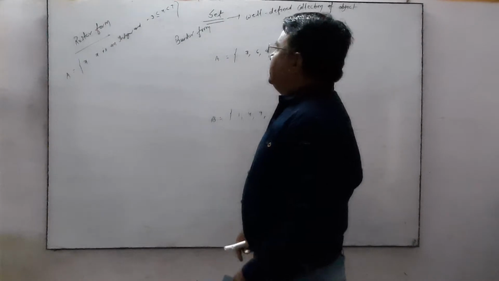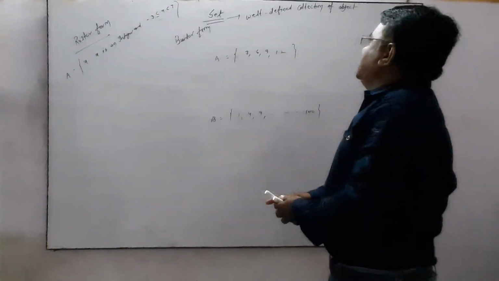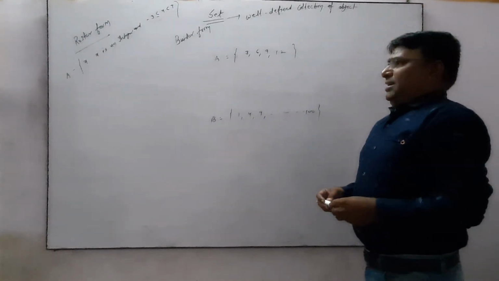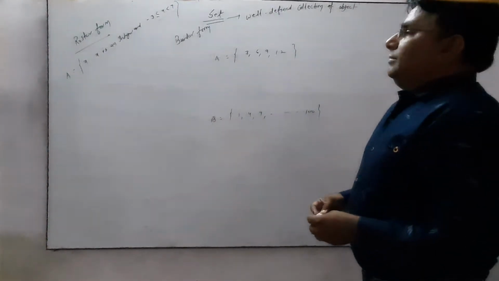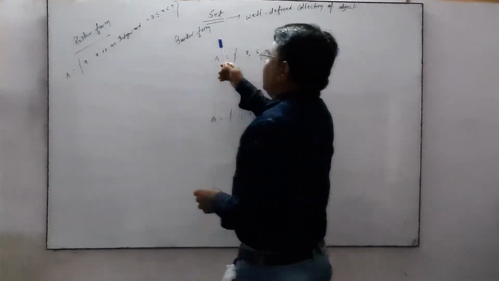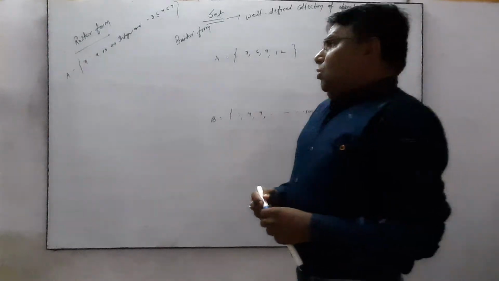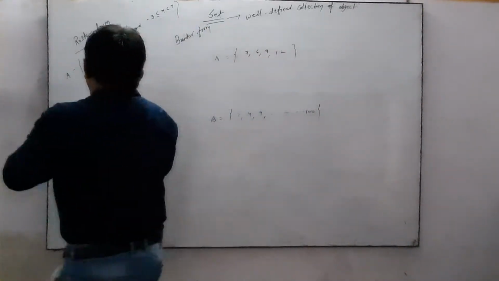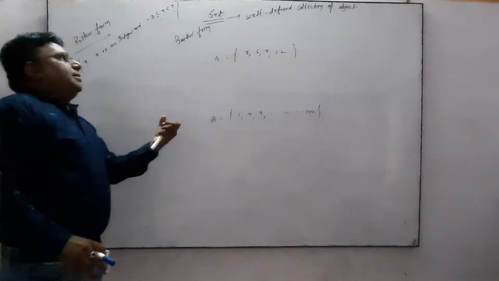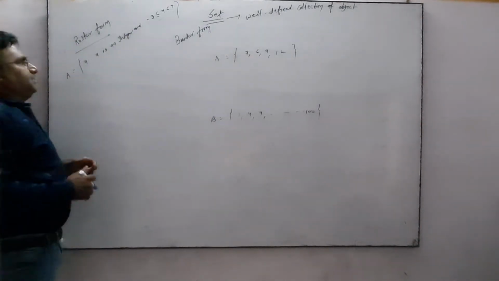Today, revision of this chapter, Sets. And the first thing is, what is a set? That is a well-defined collection of objects. And the first thing is exercise 1.1. Now, very simply, what is the roster form and what is the builder form? Roster form means expand. And builder form means build, that means the rule.